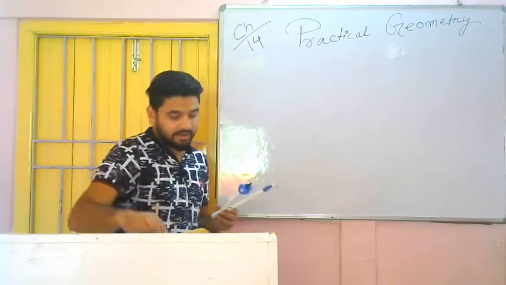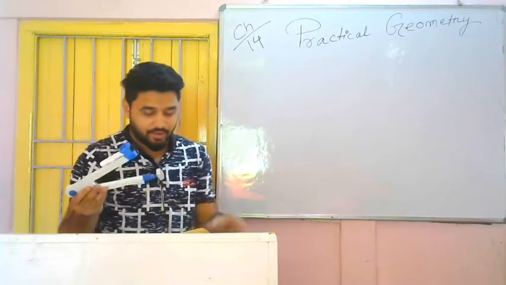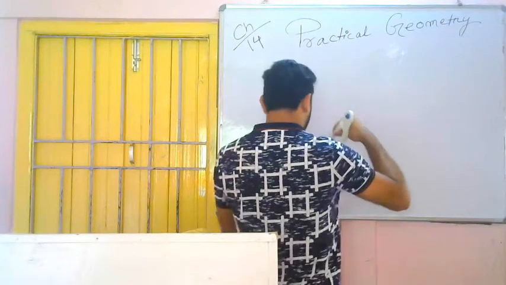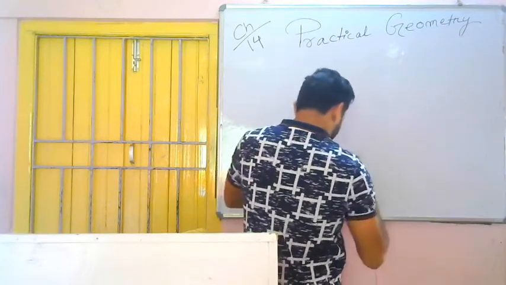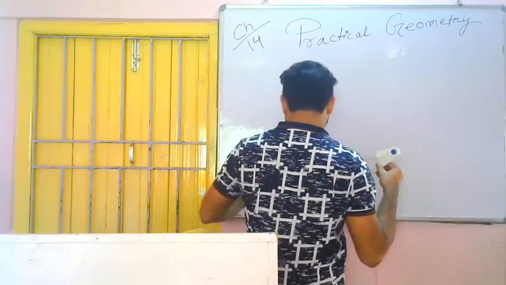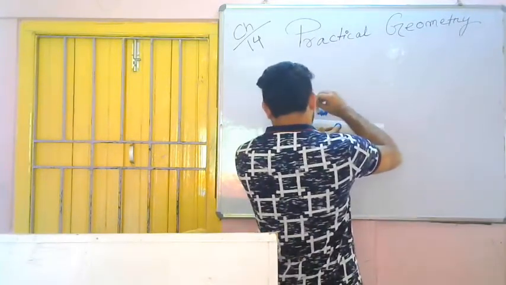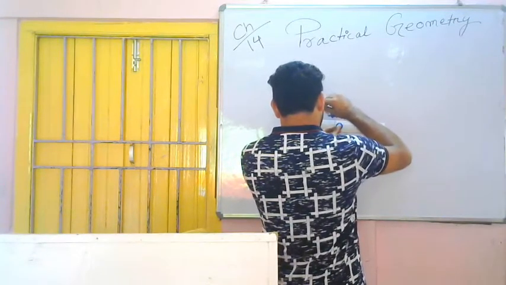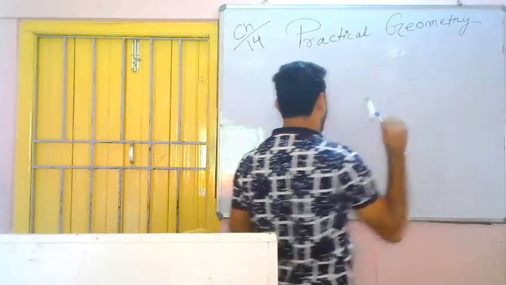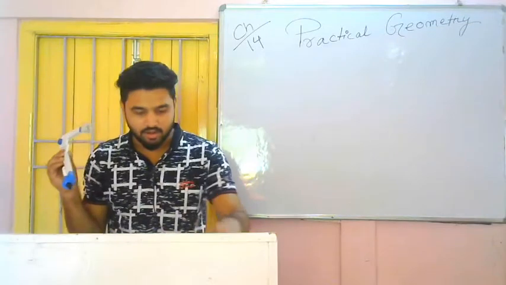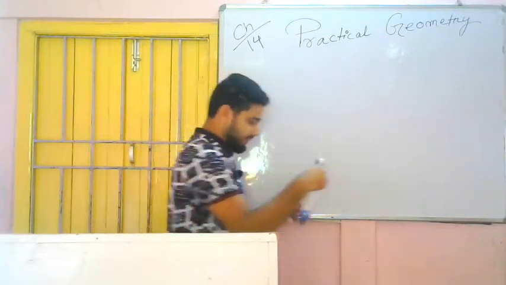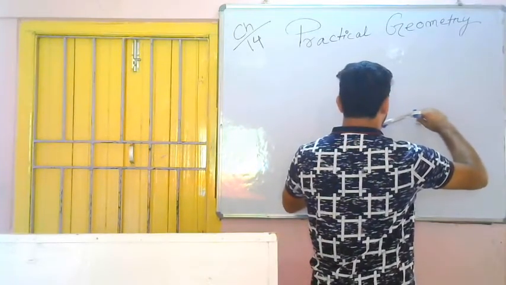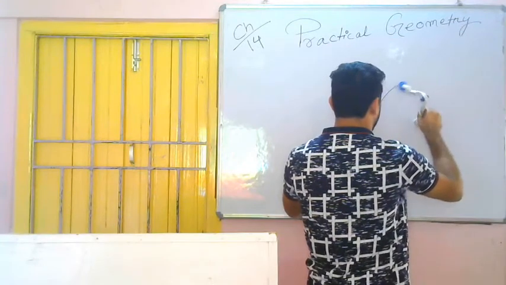First you take radius 4.5. From the scale you take the radius 4.5. You place your scale like this and take the radius 4.5. So I have taken 4.5 from my scale. And then you draw a circle like this.